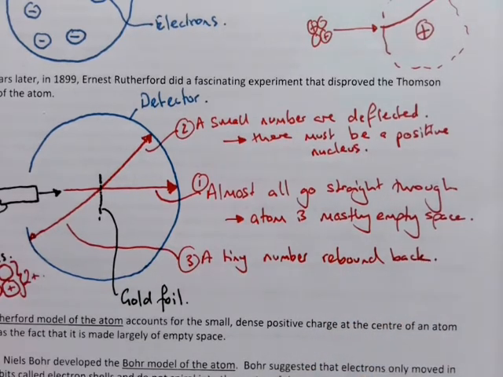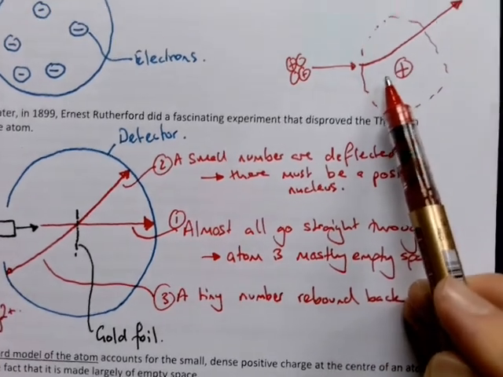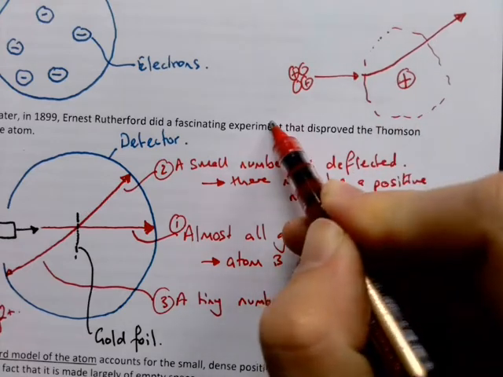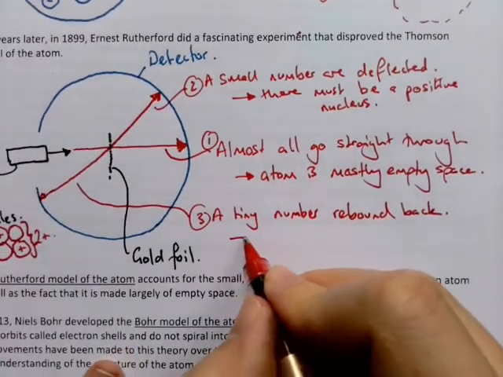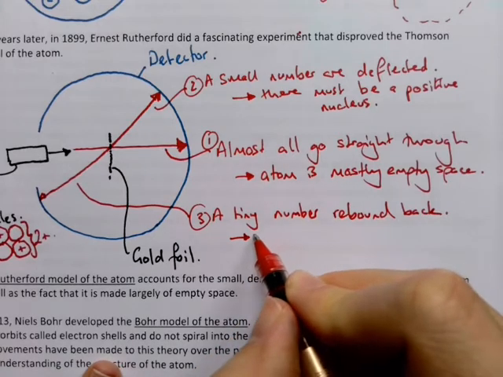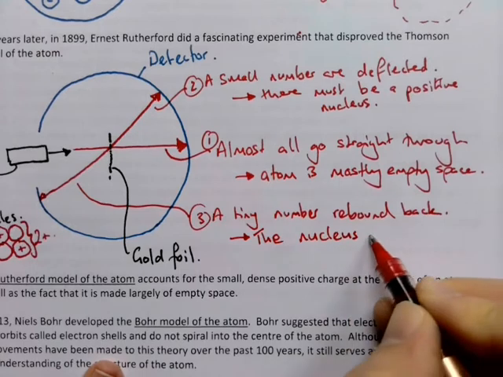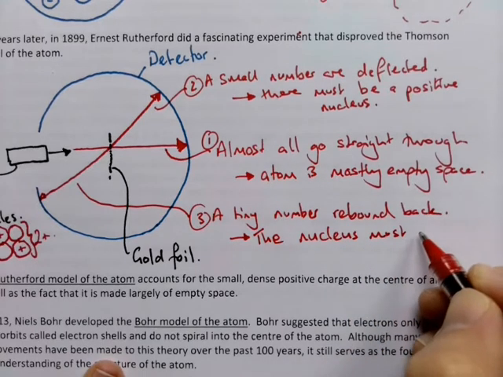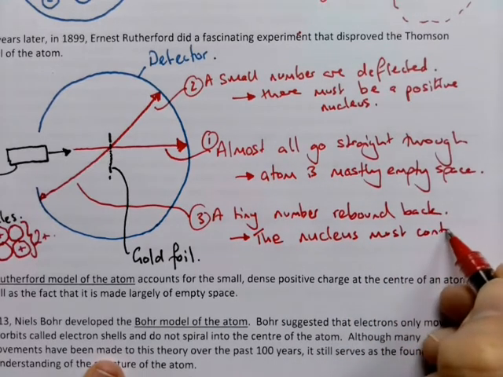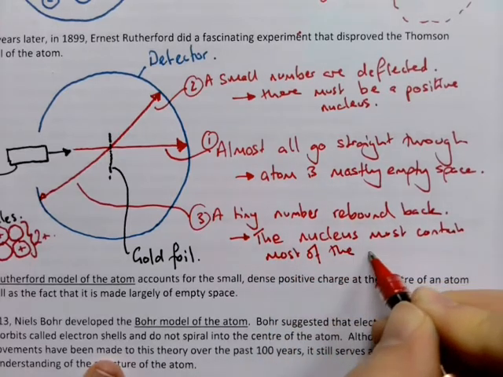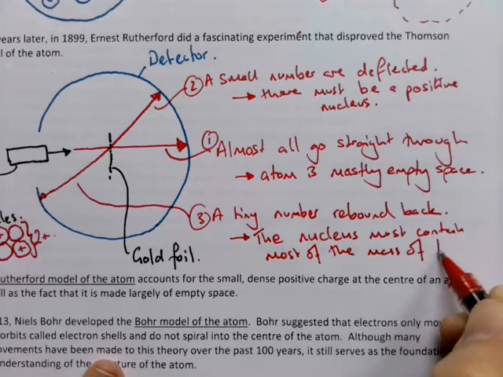All right, and he decided that what must be happening here is that rather than being deflected by the nucleus like here, they are hitting the nucleus full on and rebounding back. All right, and so he decided that the nucleus must contain most of the mass of the atom.